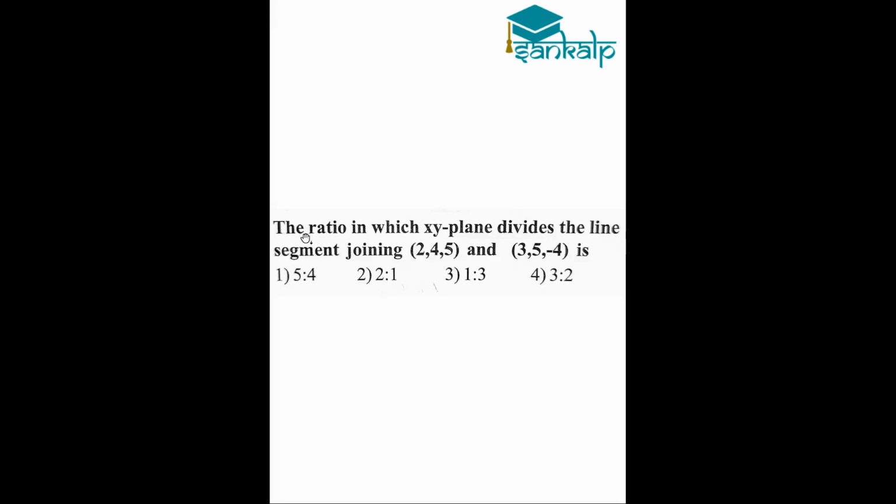The next question is: the ratio in which the XY plane divides the line segment joining (2, 4, 5) and (3, 5, -4) is: 5:4, 2:1, 1:3 and 3:2. So we need to calculate the ratio in which the XY plane divides the segment. There is a direct result here for the XY plane.